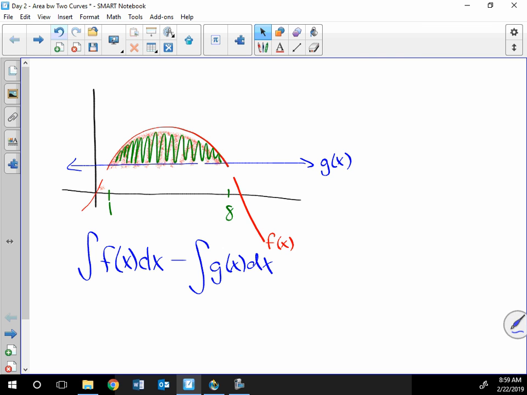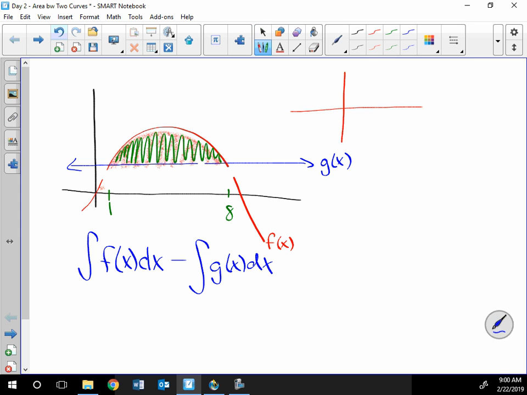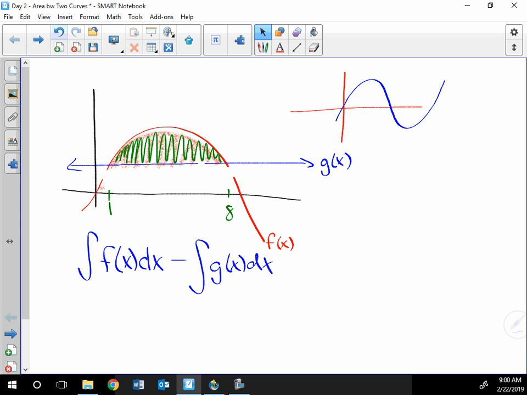Now, of course, things can get a little crazy where sometimes it might switch which function is on top. So, for example, suppose they did something like this. They want the area between the curves, so they would want this area, and between there as well. They would probably stop there. Then we'd have to change which function's on top, but it still follows that same idea: we take the area of the top function and subtract away from it the area of the bottom function.